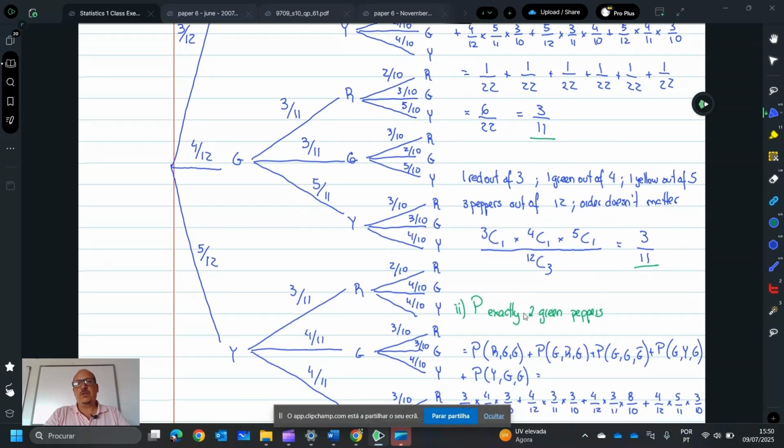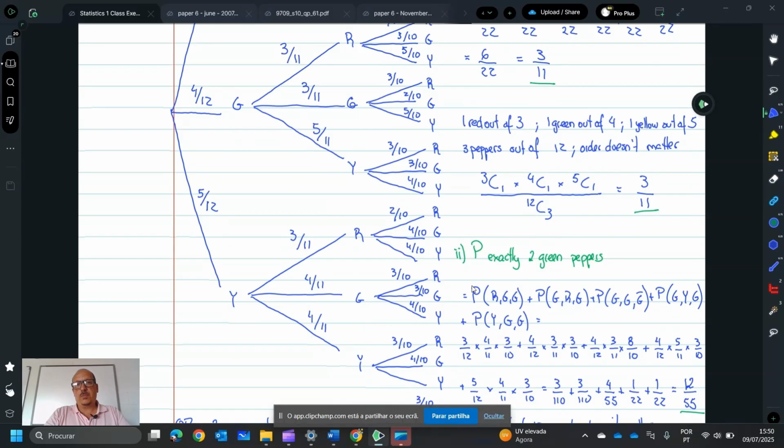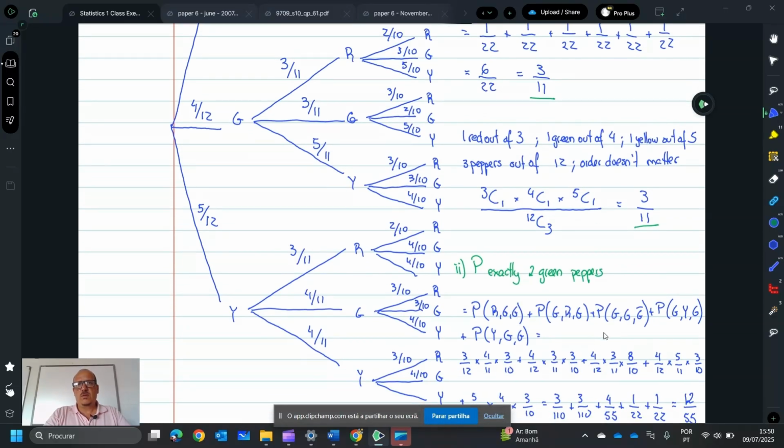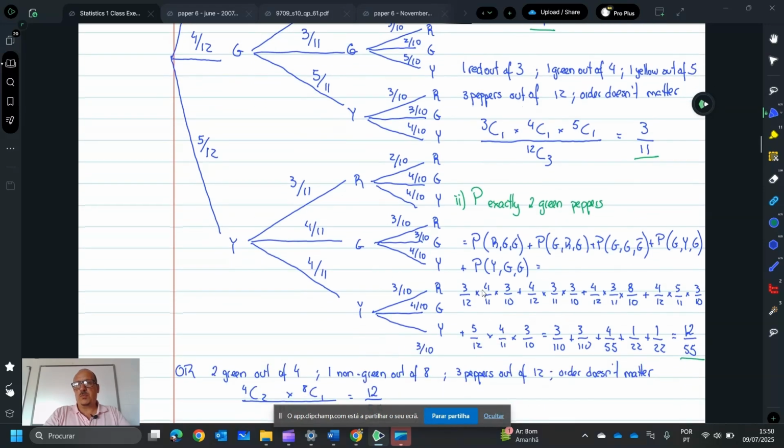Then the probability that you have exactly 2 green peppers. Again, using the tree, these are the possible outcomes. So red, green, green; green, red, green; green, green, and now no green, green, yellow; green, and yellow, green, green. All right? Okay, so the corresponding probabilities are over here. I multiply for each one of these, all of them all together, then add the bunch, and here you have the overall probability. But again, we can use this method.